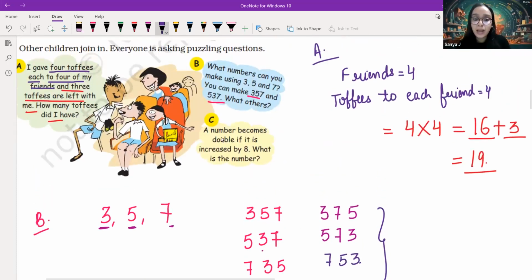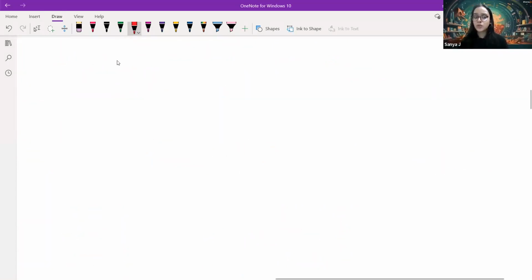A number becomes double if it is increased by 8. What is the number? Now we have to find the number. If we add 8 to that number, it doubles. Let's find that. For that, we'll take a guess. We will assume that number to be x.